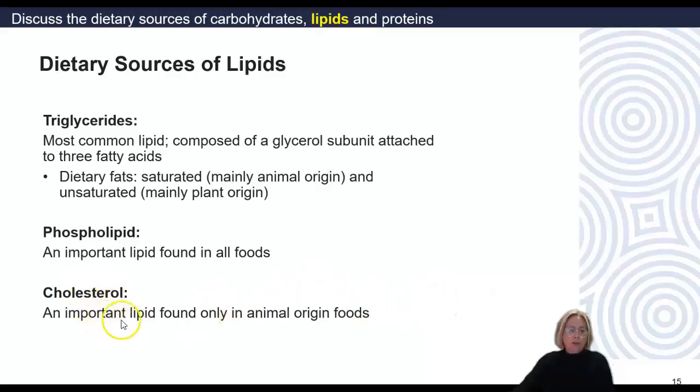And then cholesterol, of course, is an important lipid, and it's found only in animal origin foods. Remember that cholesterol is needed to build the structure of plasma membranes. All the steroid hormones are based on cholesterol, and the reproductive hormones like estrogen and testosterone. And also, we need cholesterol for metabolism to work efficiently. For example, cholesterol is needed to make active vitamin D.